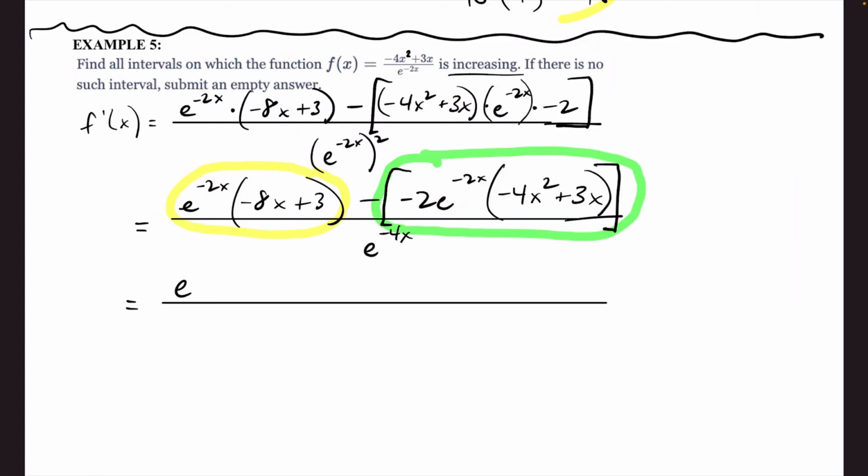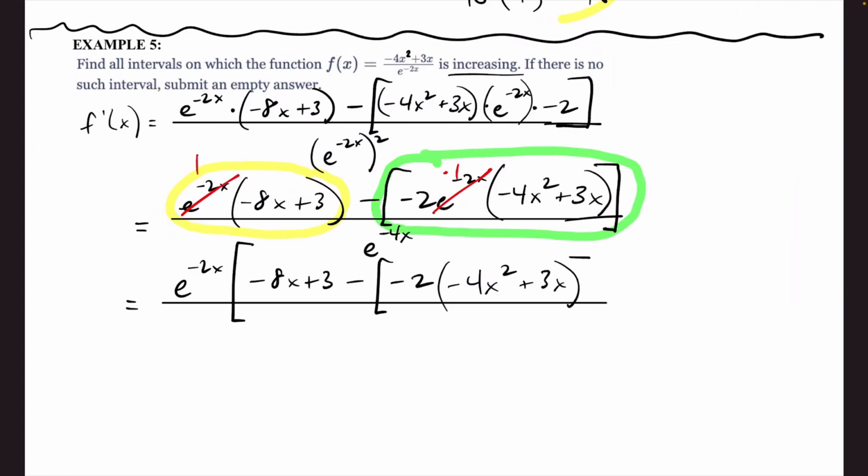So that's going to leave negative 8x plus 3 minus, still going to have a negative 2, right? Because all I did was factor, that became a 1, factor, that became a 1. So then I have negative 4x squared plus 3x. Bottom is still the same.